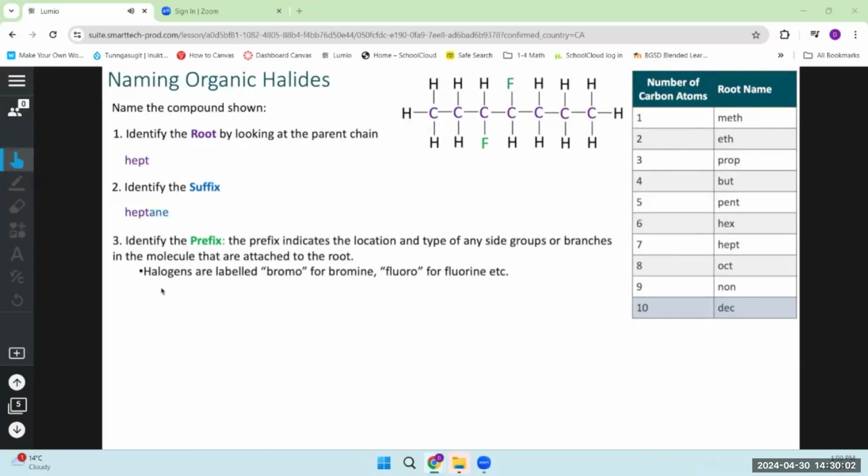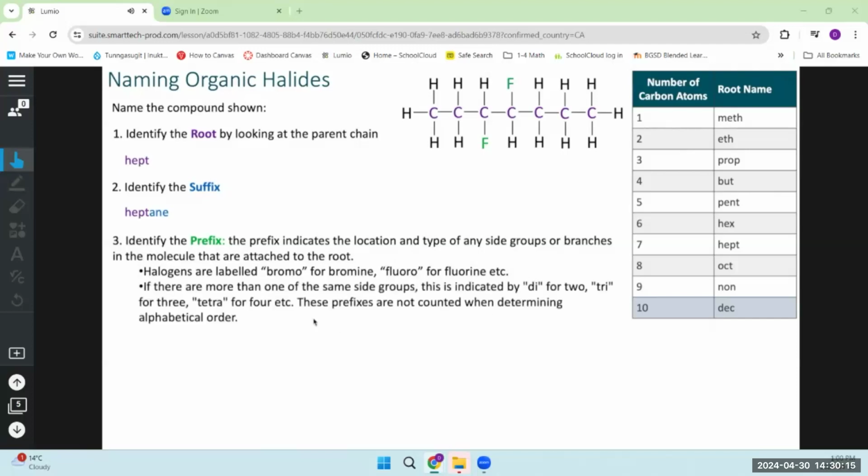Now halogens are labeled with bromo for bromine, fluoro for fluorine, chloro for chlorine, and iodo for iodine. Those are our prefixes, and if there's more than one of those side groups and they're the same, then we use di for 2, tri for 3, tetra for 4, etc. We don't count these multiplying prefixes when determining the alphabetical order of the prefixes. So we see we have 2 fluorine atoms here, so we're going to call this difluoroheptane.